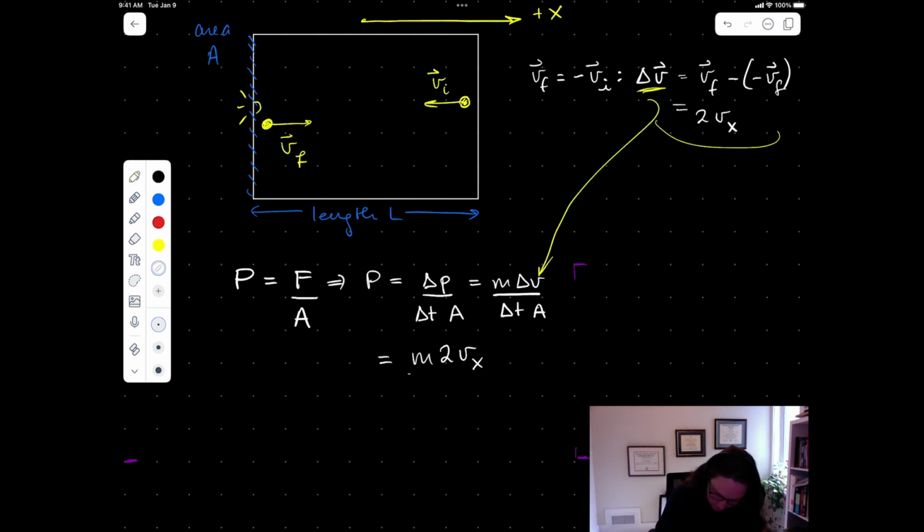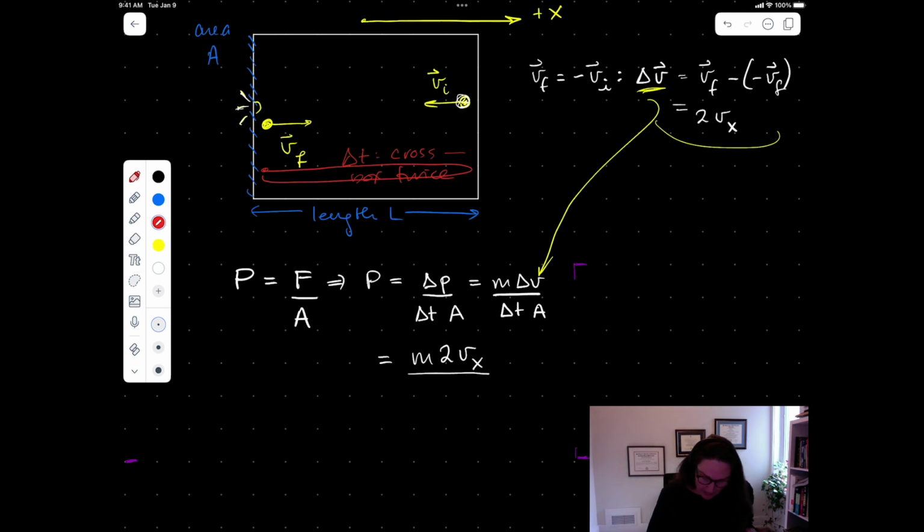Now we can think about what this time means. So how often does this particle collide with this far wall of area A? Well, it's going to collide with that wall every time the particle hits here, then it has to go here and back again. So the amount of time it takes is the time to cross the box twice.